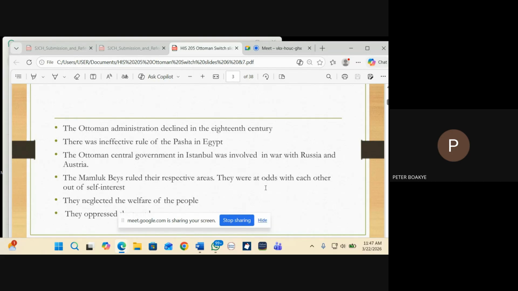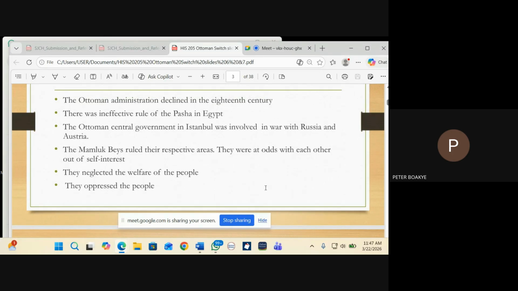Now the Mamluk beys ruled their respective areas. Those who were in charge of the areas were known as beys. Take note, beys. They were at odds with each other out of selfish interest, infighting among themselves. They neglected the welfare of their people, did not take it seriously, and oppressed the people. The people felt that they were being oppressed under their own rulers.